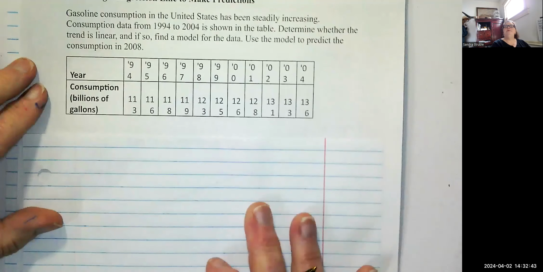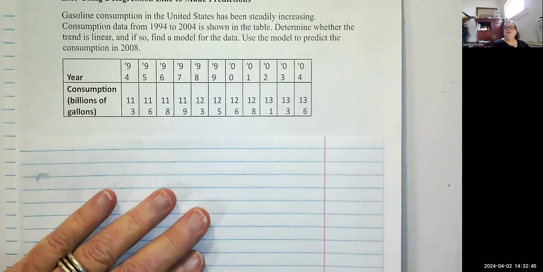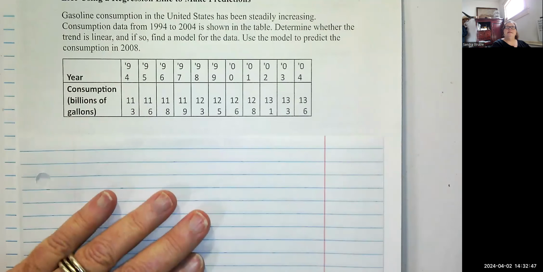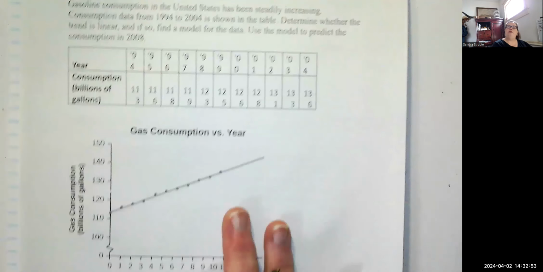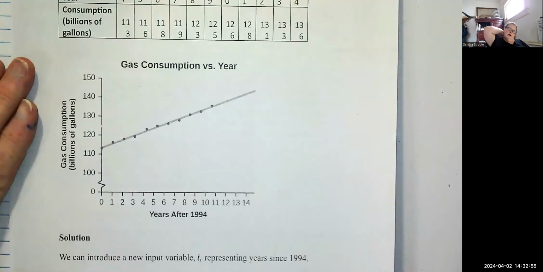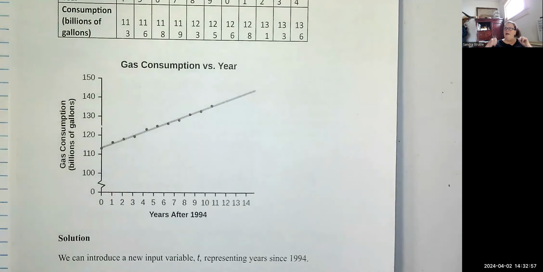If so, find a model for the data. Use the model to predict the consumption in 2008. Okay, which is just a picture of it. So they've got it plotted already, what the line of best fit is.